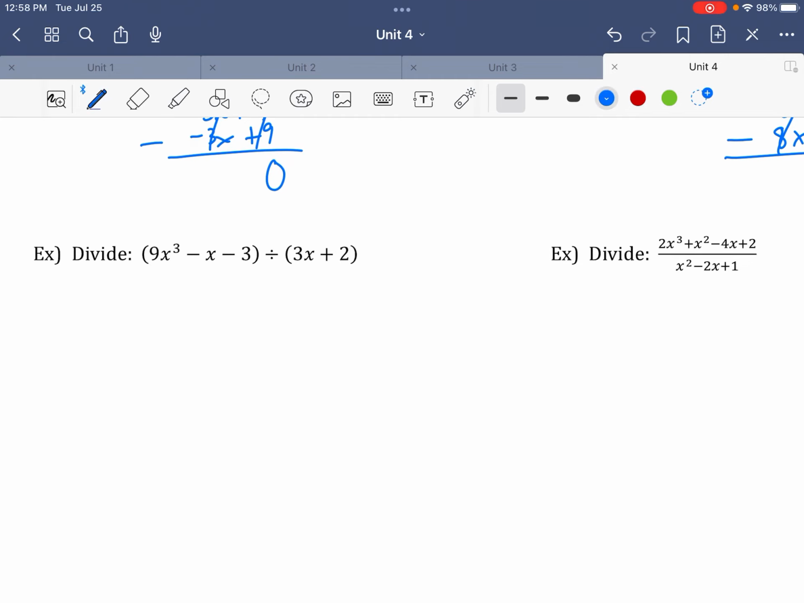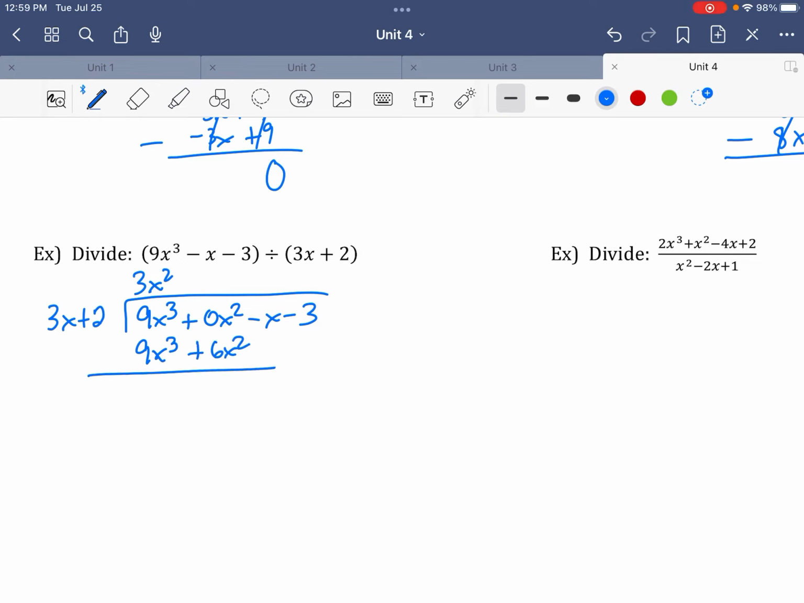All right. Over here, finally, we have something with something missing. So 3x plus 2 is quite normal, but I'm dividing that into 9x to the third. There is no x squared, so I put plus 0x squared minus x minus 3. You have to leave a placeholder. All right, so to make 3x look like 9x to the third, I need a 3 and an x squared. 3x squared times 3x is 9x to the third. 3x squared times 2 is plus 6x squared.